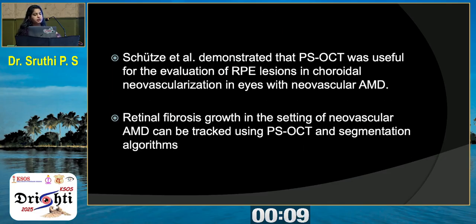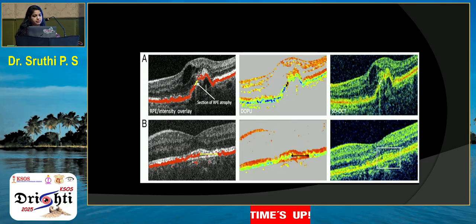Schuss et al. demonstrated that PSOCT is useful for the evaluation of RPE changes in the choroidal neovascularization in eyes with neovascular AMD, and the retinal fibrosis growth in the setting of neovascular AMD can be tracked with PSOCT and segmentation algorithms. So this is a picture showing PSOCT. Here you can see the normal OCT picture. This is the area of RPE atrophy, and in PSOCT it can similarly be documented clearly compared to the standard OCT.